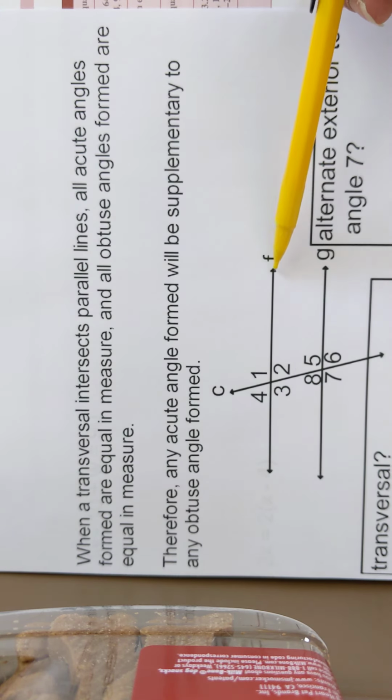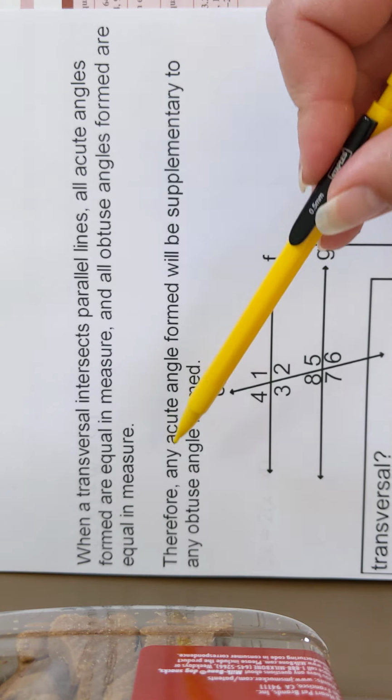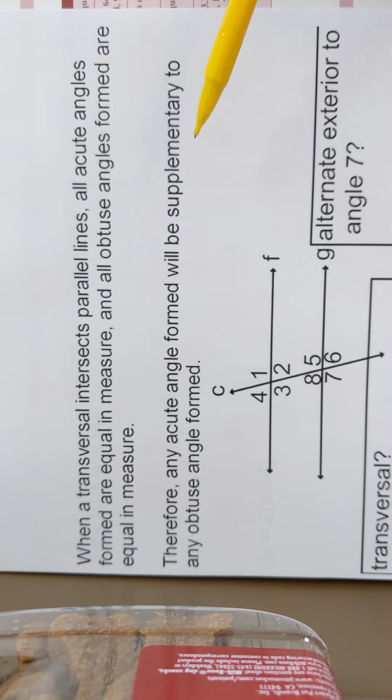Remember, this only works if I have parallel lines that have been intersected by a transversal. Therefore, any acute angle formed will be supplementary to any obtuse angle formed. So if I know the measure of angle 4, this acute angle, I know that angle 4 and angle 1 together form a straight line, so they have to add up to 180 degrees.